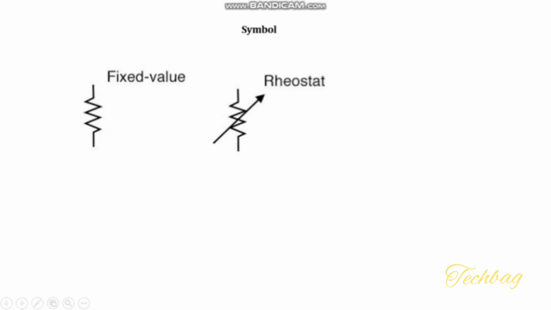Next we will see the symbol of a resistor. The first one is a fixed resistor, and the second one is a rheostat, which has two terminals, and it is a variable resistor. The third one is a potentiometer.